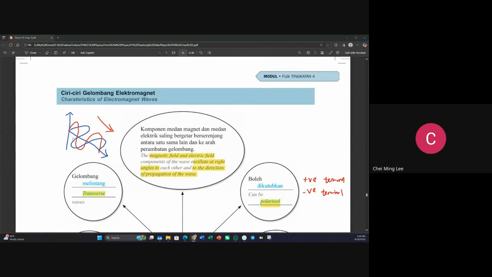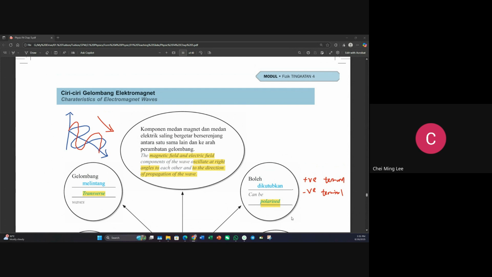First, this is a transverse wave. Although it looks like two waves, two types of wave there, actually the progression is one, like horizontal, so it's transverse. The magnetic field and the electric field components of this wave oscillate at right angles, 90 degrees to each other, to the direction of the propagation of the wave.